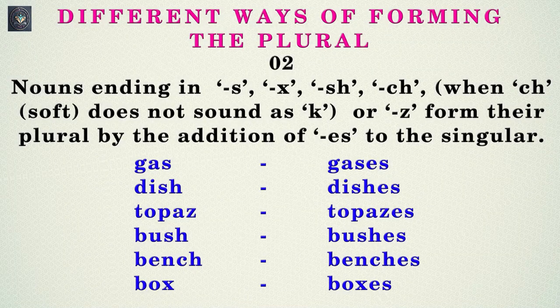Rule number two. Nouns ending in s, x, sh, ch, when ch doesn't sound as k, or z, form their plural by the addition of es to the singular. For example, gas, gases, dish, dishes, topaz, topazes, bush, bushes, bench, benches, box, boxes.